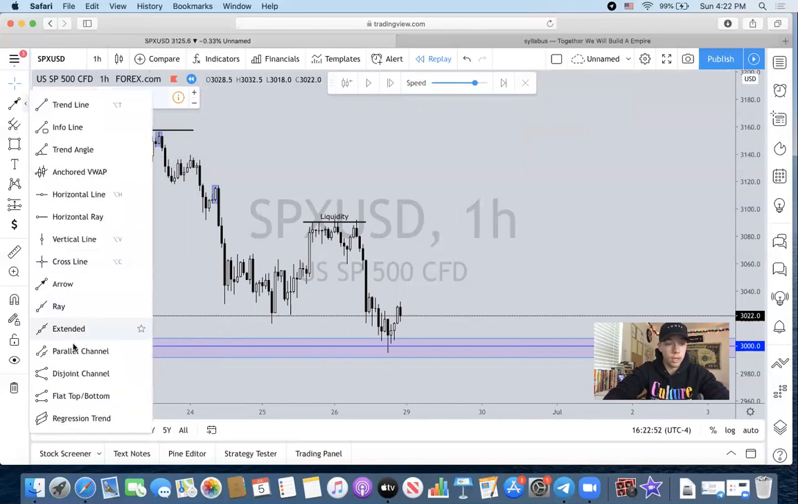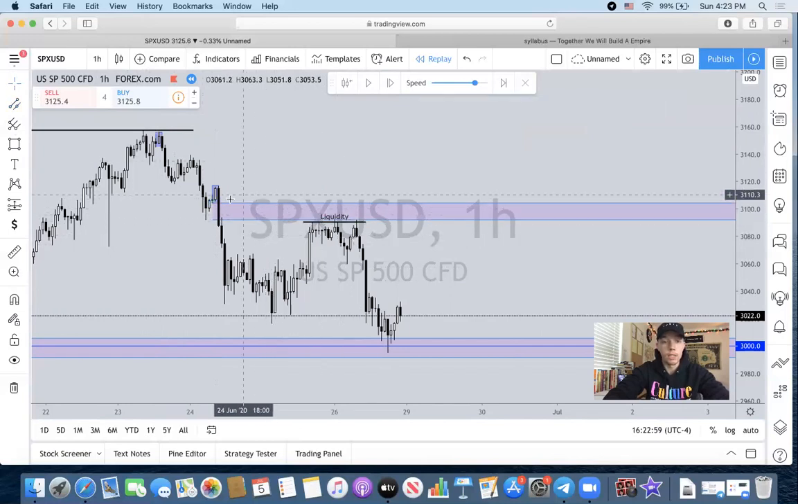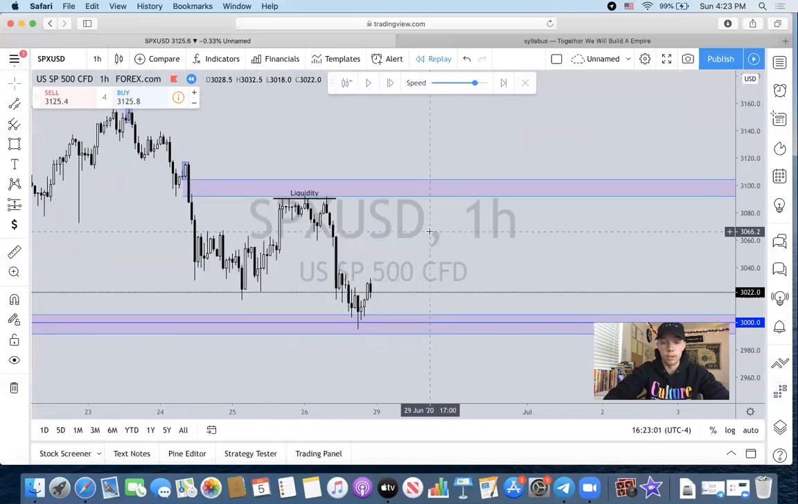So if I wanted to go ahead and just point out that liquidity or that imbalance area that we got hanging out right here, these are my targets to the upside if you were entering anywhere off 3,000. Look how this lies right here at 3,100.